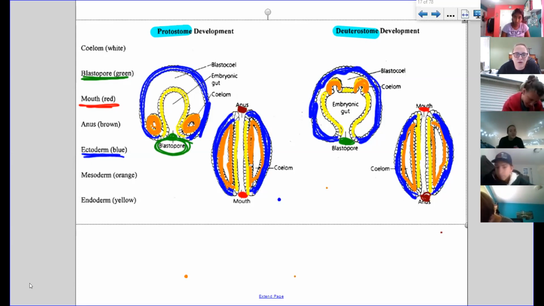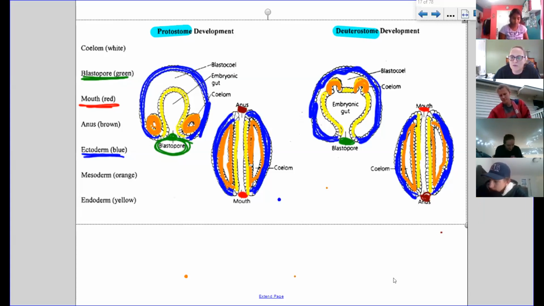Now you guys might wonder, why in the world do we care whether the mouth formed first or the anus formed first? Well, that's how we're going to differentiate some of these different phyla of animals that we're going to talk about, because the first ones are going to be the protostomes, and all vertebrates are going to be deuterostomes. So this is kind of how they're broken down into groups. This whole yellow area is the endoderm, and that space in between the endoderm is the digestive tract. You see the mouth on one end and the anus on the other end.